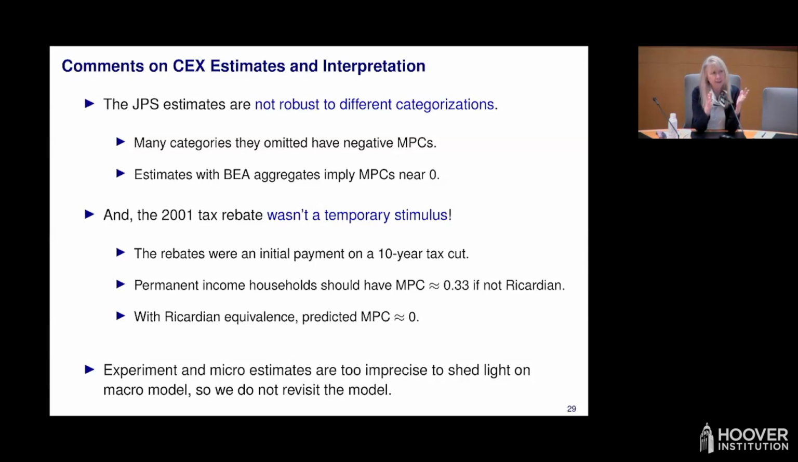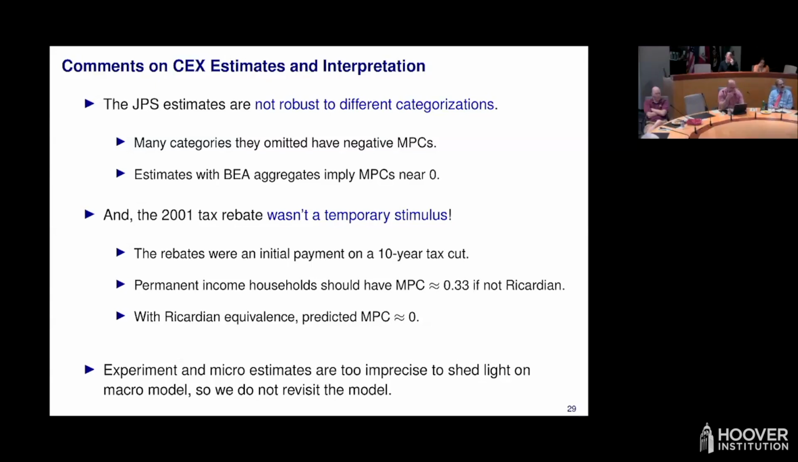So our conclusion is, well, the micro estimates are not robust, all right? These are not useful estimates for guiding our models. And they're so imprecise that they're not going to shed light on the macro model. It's not the kind of experiment people want, so we don't even revisit the model. Doesn't mean that the model's right, it's just we don't need to do that. We're kind of following Ken Judd's thought of using what actually happened, assuming people had perfect foresight, and you've written a couple of papers on that, what actually happened.